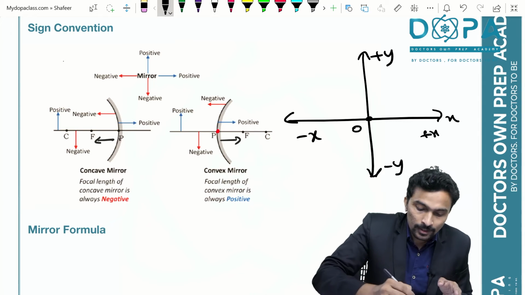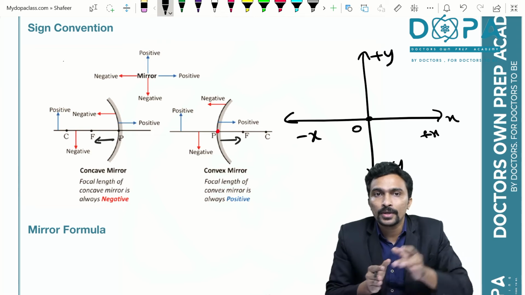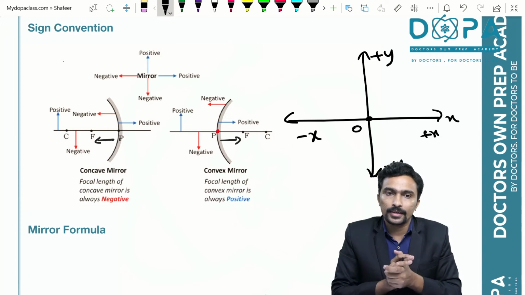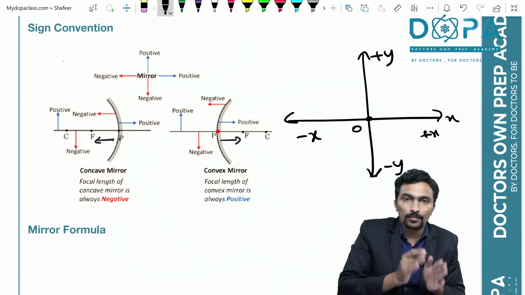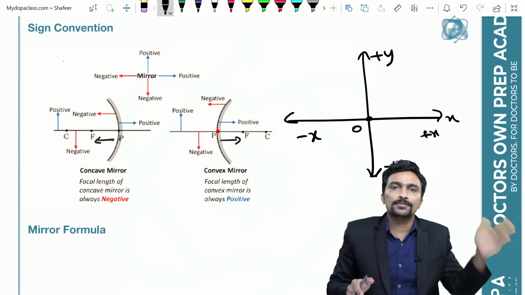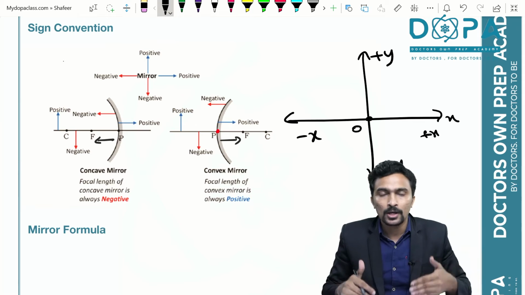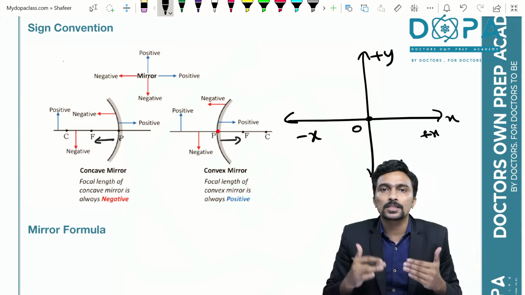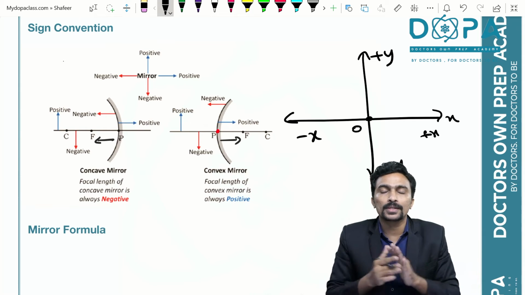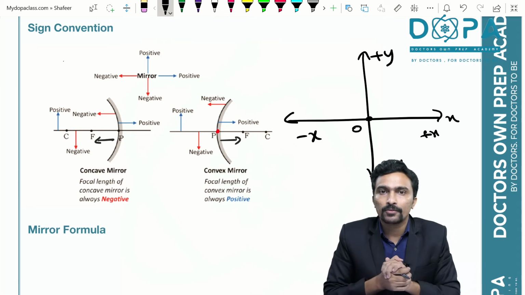So in mirrors, the pole acts as the origin here. Okay, you can compare this with the XY coordinate system. Pole of the mirror is the origin here, and all the distances measured from the pole to the right side is positive. All the distances measured from the pole to the left side is negative. And the middle line, the central line, is known as principal axis. All the distances above the principal axis is positive. All the distances below the principal axis is negative. These are the four important points in sign convention.